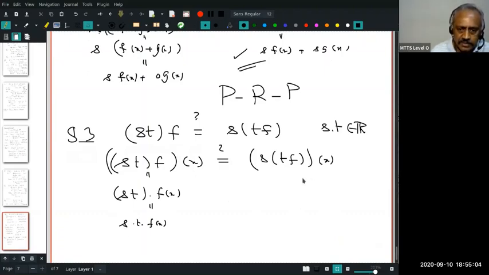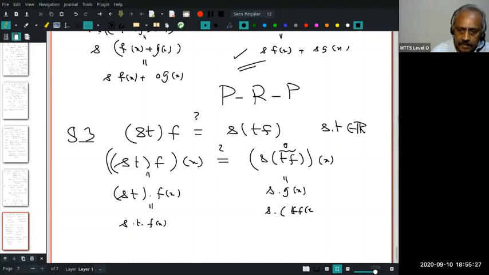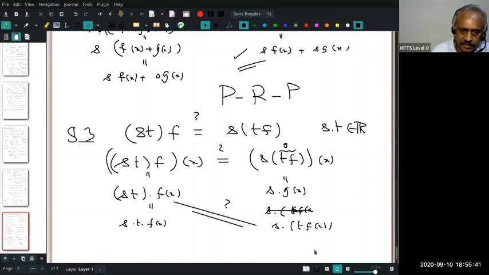Now, let's look at this. What is this by definition? Notice that tf is a function. Therefore, (s g) at x is s into g(x). But what is g(x)? It is (tf) at x. But these are all real numbers, s, t, f(x). Therefore, this is the same as (st f)(x). You see that? Whether these two are equal is what you are asking. But they are equal because of associativity of the multiplication in R.